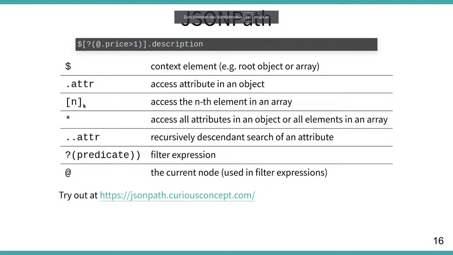When you have an array, you access the nth element of an array like we did it in JavaScript. And when you don't know the attribute name, or when you don't know the index, you just want to say, I want all attributes or all elements in the array, then you use the star. So access all attributes in an object or all elements in an array. It's just a wildcard for every field in an object, every element in an array.